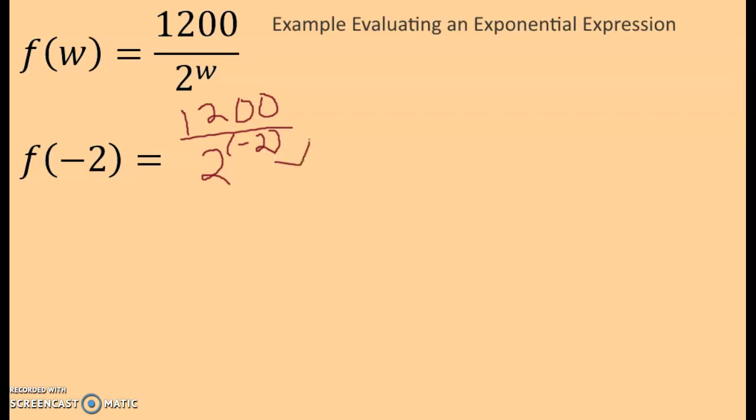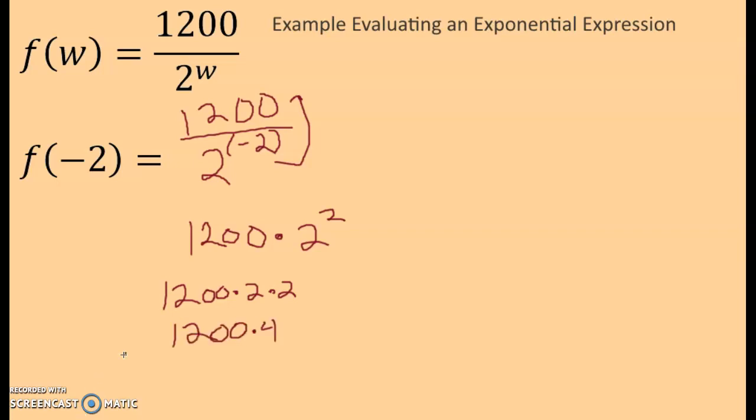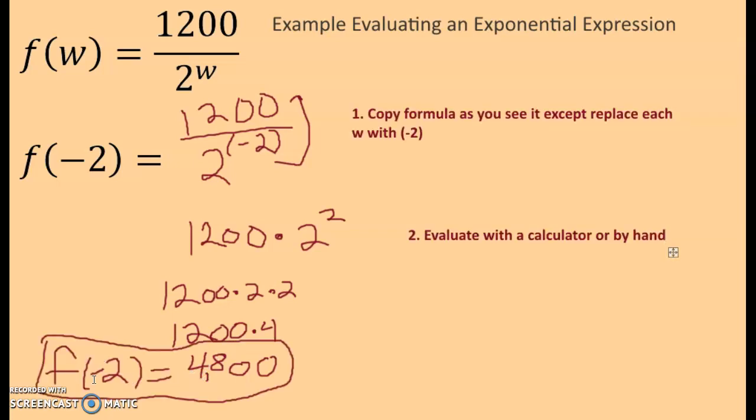This is a negative exponent, so you're going to flip it over the bar. So we have 1,200 times 2 to the 2nd power. 2 to the 2nd power is 2 times 2, which is 4. If you are to multiply that out, you get 4,800. So that's f of negative 2. So f of negative 2 equals 4,800.